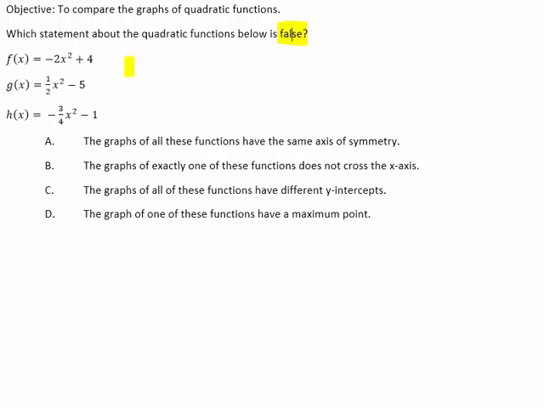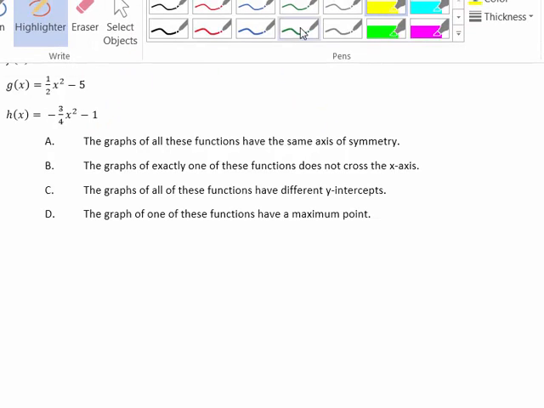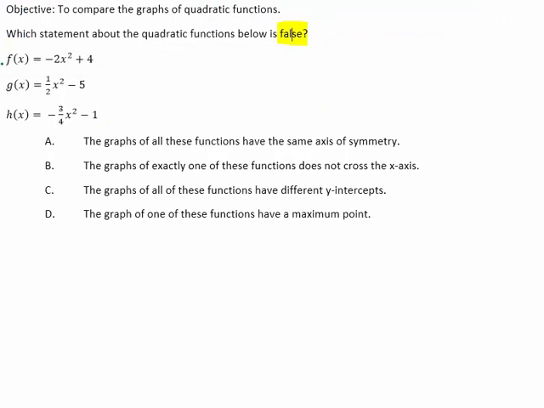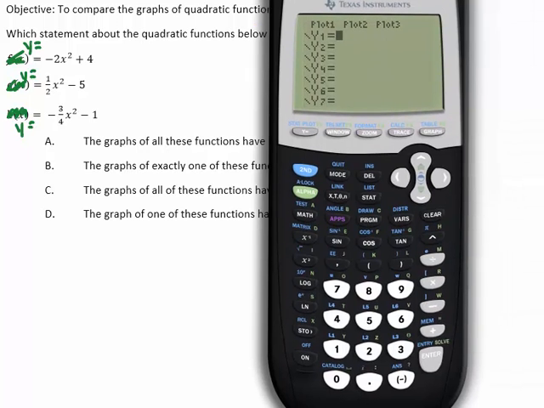All right, we have three equations, and we're going to type those equations in our y equals screen. I know it says f of x, but we can treat f of x as if it just says y equals. G of x, y equals. H of x, y equals. And then we can get our calculators out and start typing out those equations.